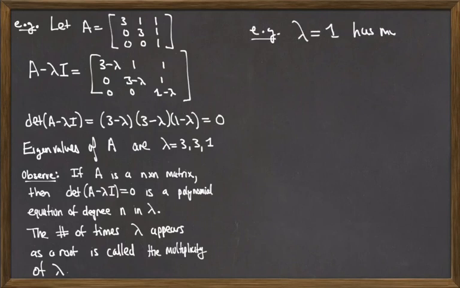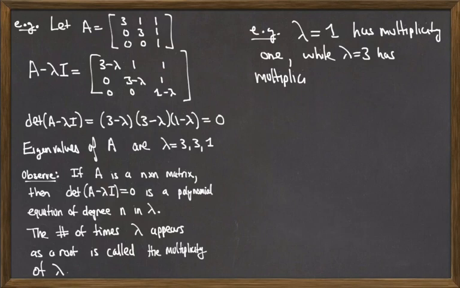In our previous example, lambda equal to 1 has multiplicity 1 because it only occurred once as a root to the characteristic equation. While lambda equal to 3 has multiplicity of 2 because it occurred twice as a root to the characteristic equation.